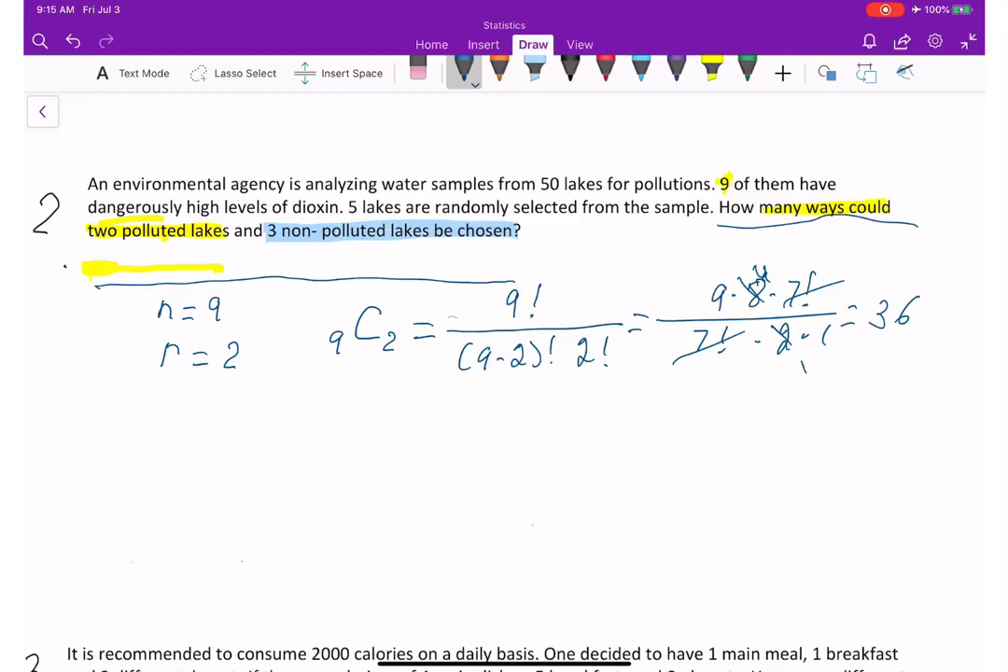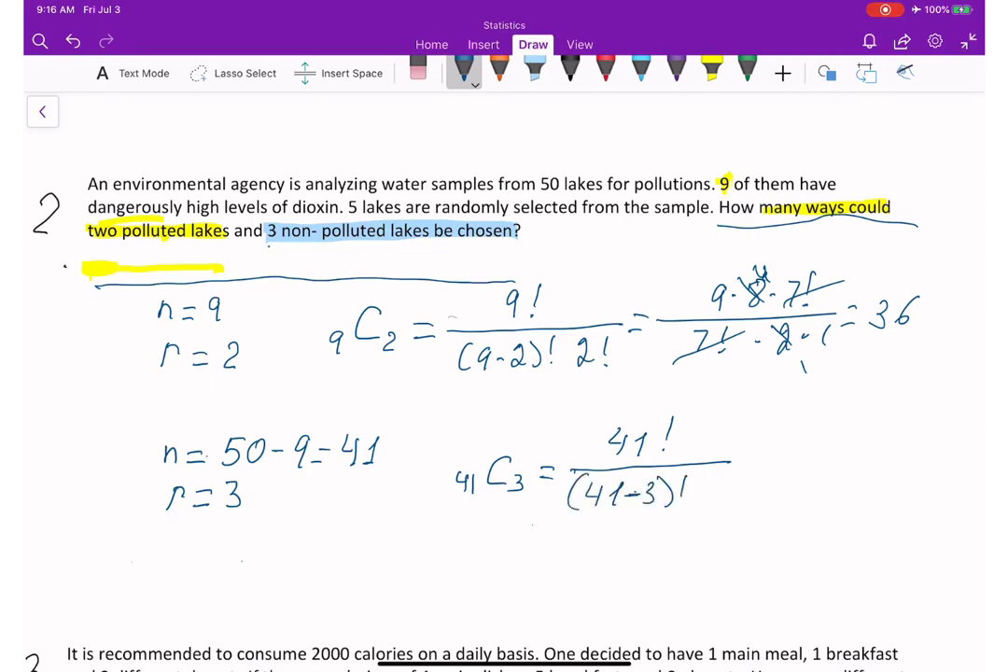So n is going to be equal, because our 3 lakes are non-polluted and we are trying to find the combination of non-polluted. So total we have 50, and we know that 9 of them are polluted. So 41 are non-polluted. Our n is going to be 41. Our r, guess how much it is going to be? Yes, of course, it's going to be 3. So combination 3 out of 41, and because order is not important, we are using combination. So we have 41 factorial over 41 minus 3 factorial and times 3 factorial.